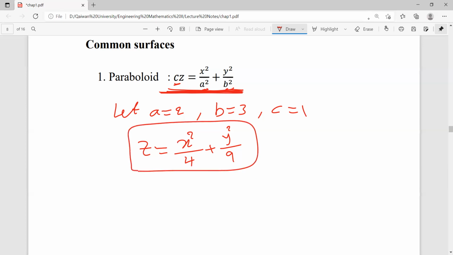You'll be given this equation. How to draw the graph for this function? What should we do? As I said, we should draw the level curves and the trace when X is 0 and also the trace when Y is 0. First, let's draw the level curves.